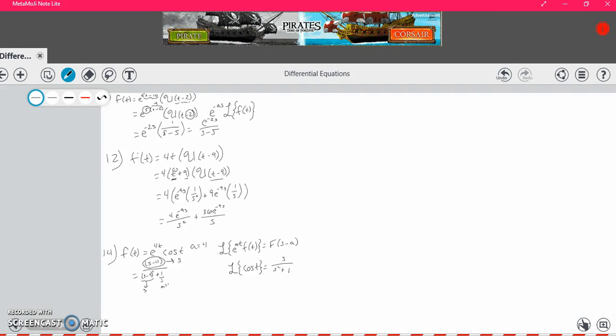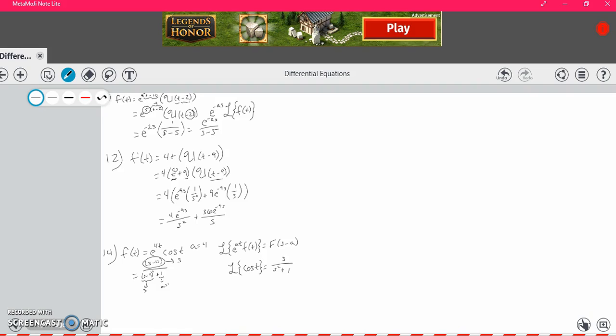Okay? So these are 3 problems. Hope they helped you out a little bit. It makes a little bit more sense why the answers are the way they are. And good luck on the final exam.